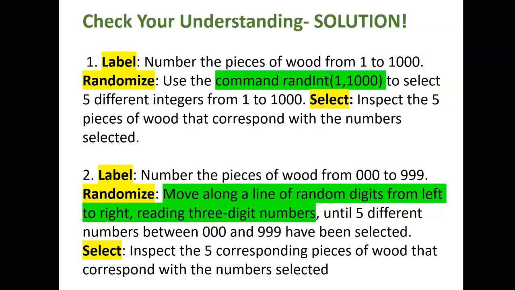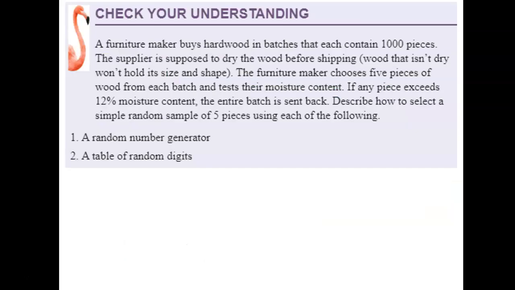Now you could even go further and say what you're going to do after that point. Once we've selected the 5 pieces of wood and inspected them, if any of them exceed 12% moisture content, we have to report that back. All right, but that was a little extra. We didn't have to do that.